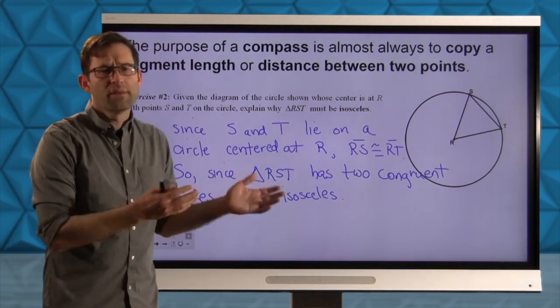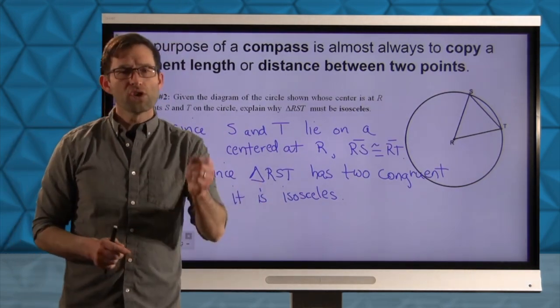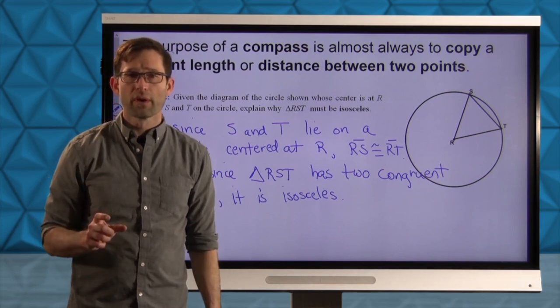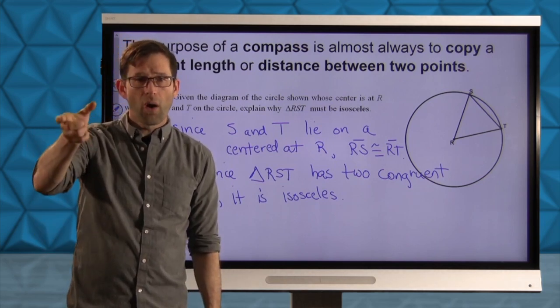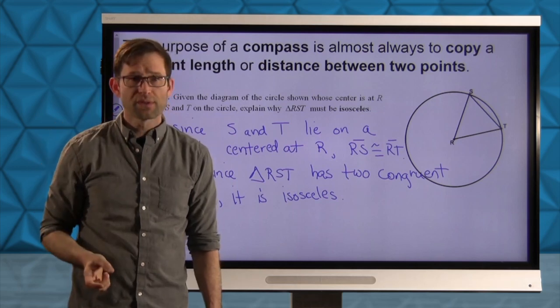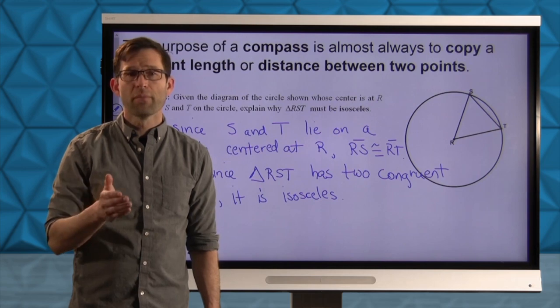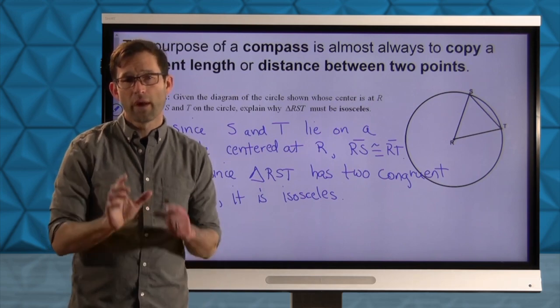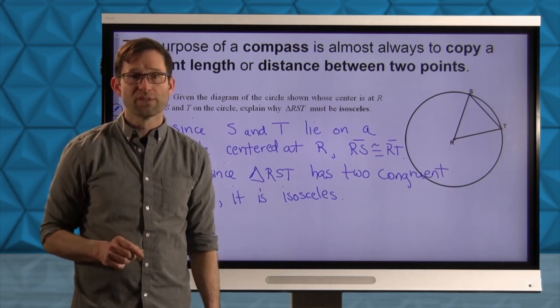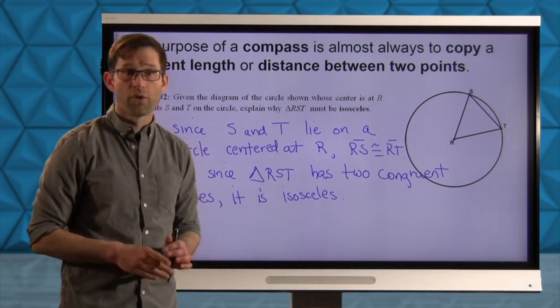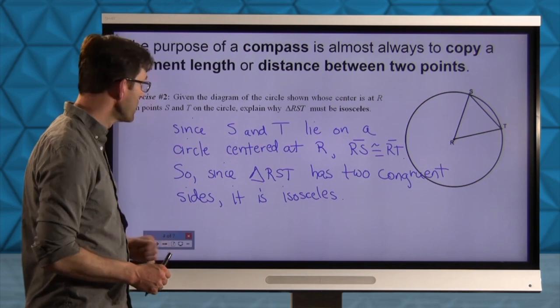All right, this isn't supposed to be a hard problem. We just want to hammer home the idea that 100% of the time when we're doing constructions and we make an arc with our compass, we're doing that because all the points along that arc are going to be some fixed distance away from where the pointy end of the compass is, i.e., the center of the circle. So keep that in mind as we go further in our constructions.